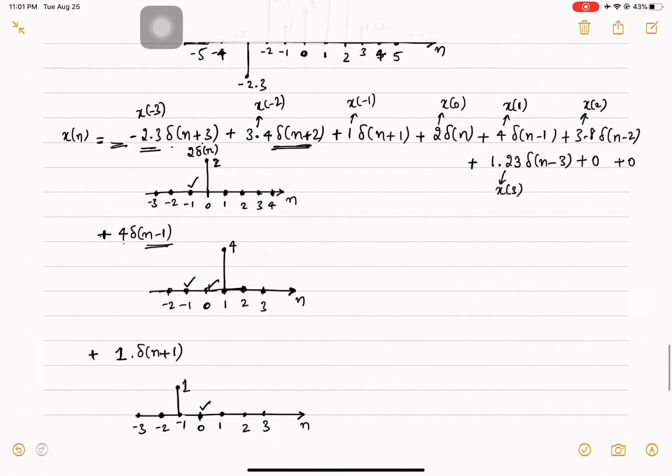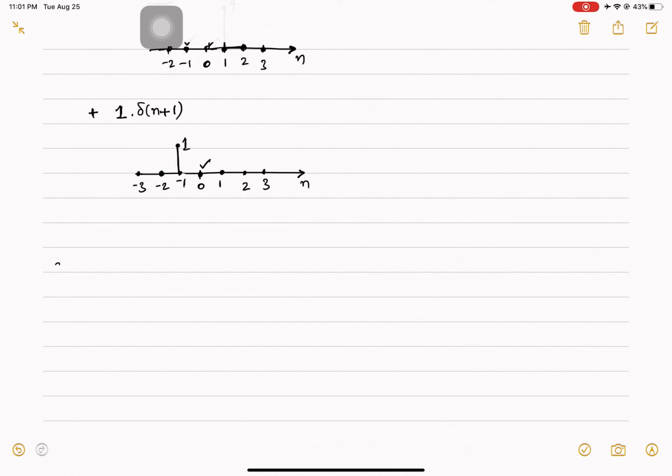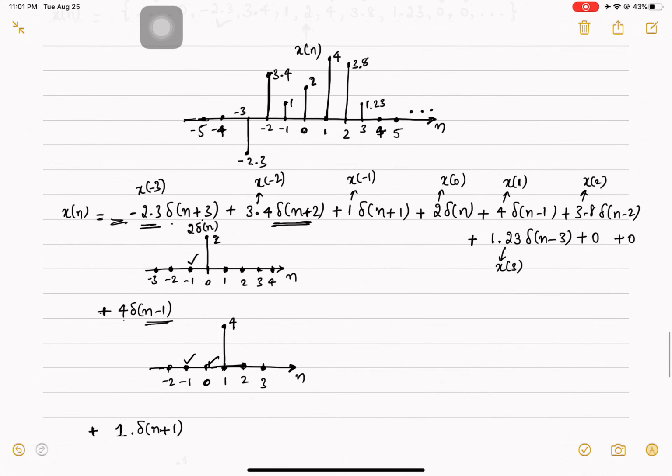Now this x of n, what are these values? X of -3 is a constant, x of -2 is a constant, x of -1 is a constant. They are just numbers, and I'm multiplying the sequences by the appropriate number. Basically I am amplifying by the corresponding factors. Here if we look at the first term, I have a sequence delta n plus 3, and I have amplified it by the factor -2.3. I have a sequence delta n plus 2 and I have amplified it by 3.4 and I have superposed both the sequences.